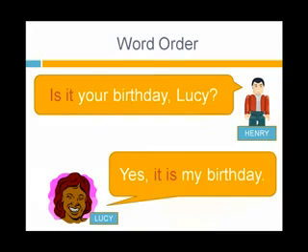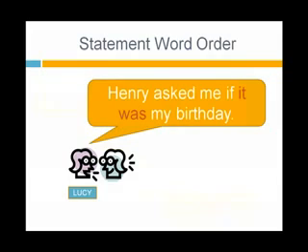This is important to understand because in reported speech, we need statement word order. Henry asked me if it was my birthday. It was, subject plus verb. Don't forget the other changes we talked about in previous lessons. We had changes to reference words, and our verb tense shift back. It is became it was.